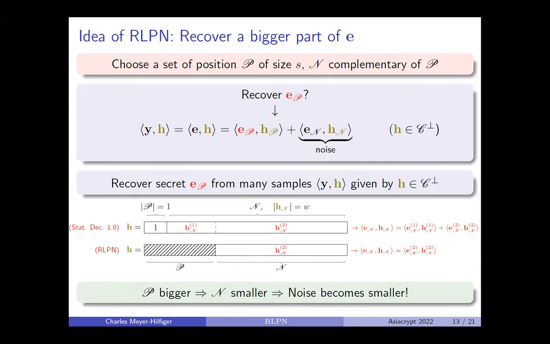Okay. But then in RLPN, because I took P of size bigger, this term here, the HN1 dot product EN1, will not appear in the noise term. So EN dot product HN will be equal to EN2 dot product HN2. So we'll just have this term here and not this term. And this is why automatically you will have your bias, your noise, that will be smaller.